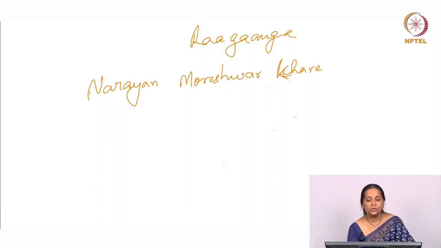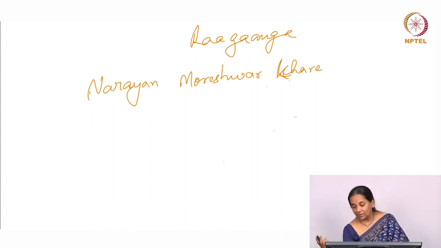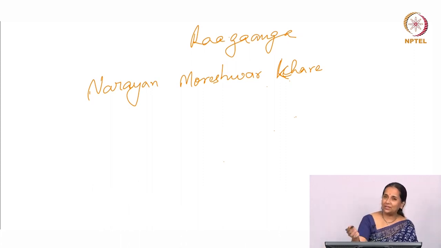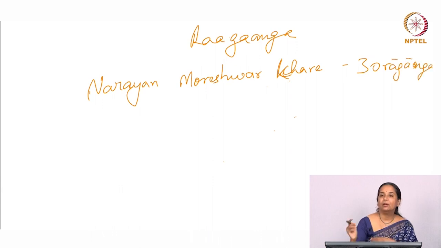Narayan Moreshwar Khare, who was a disciple of Vishnu Digambar Paluskar, another epoch maker of the 20th century. Raagaanga Paddhati is really most closely associated with Khare, and he proposed 30 Raagangas, that is 30 main important Raaganga ragas. Now, how does the Raaganga system work? So, let's look at a few Raagangas and how ragas are classified under these Raagangas.